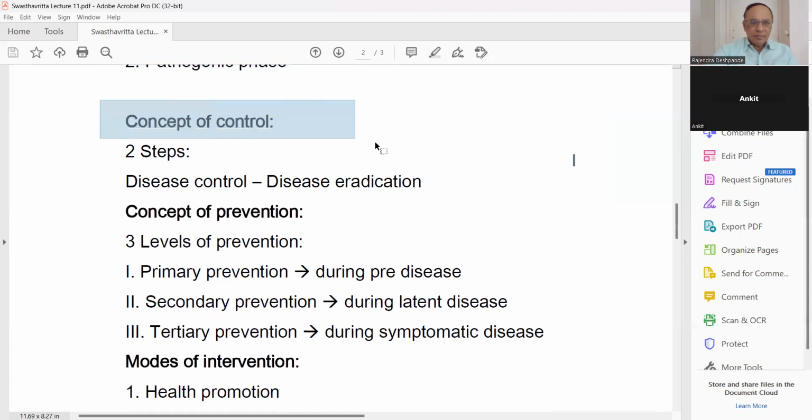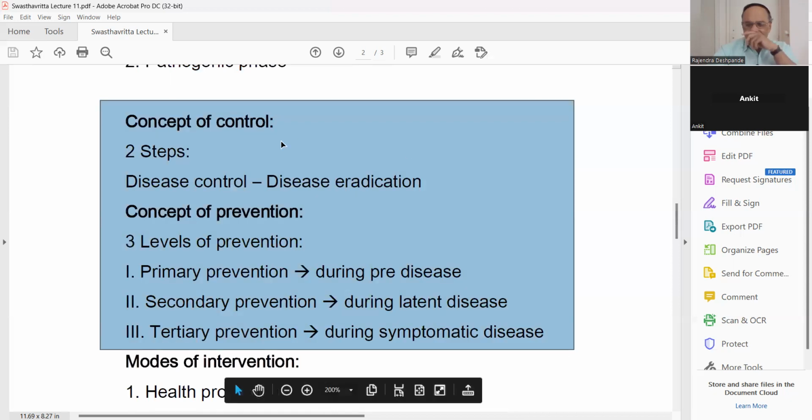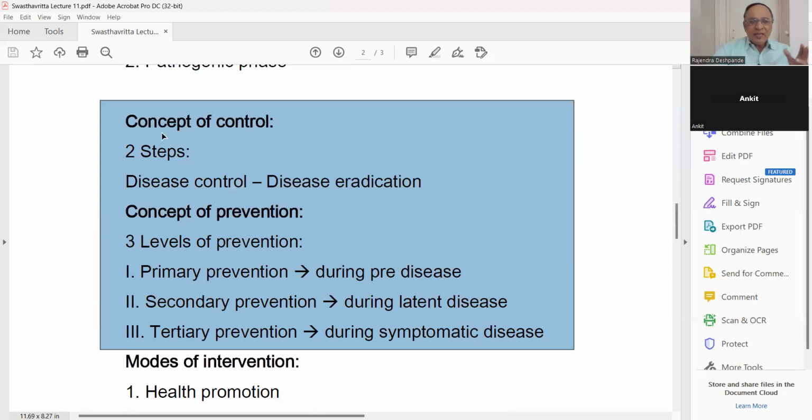Now, we will talk about the concept of control. You can easily write it down, very simple. I am not very fast. Concept of control. We want to control the disease. We don't want to spread tuberculosis, jaundice, filariasis, or scabies. Any contagious communicable diseases, we don't want to spread, like corona.